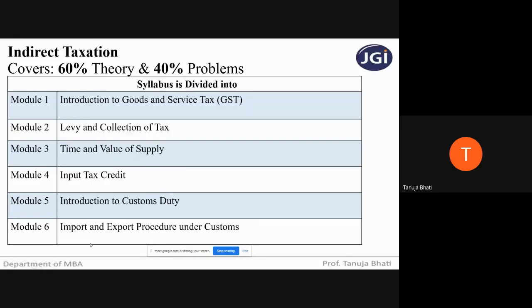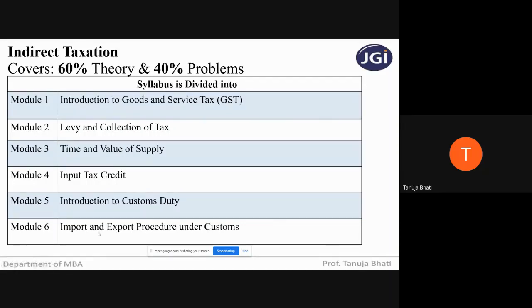Module number 5 is introduction to customs duty. Under this, we will learn the basic definitions and concepts of customs, the different definitions covered under customs, when customs duty is to be levied, what the exemptions from customs duty are, and the value on which we have to charge customs duty. Everything will be covered in module number 5. Again, module number 5 is a combination of theory as well as problems.